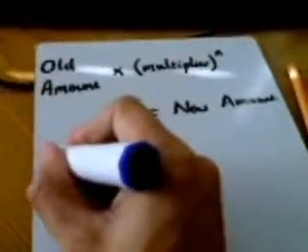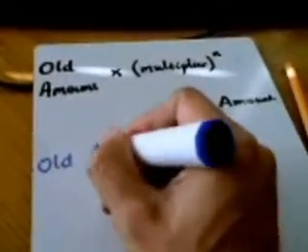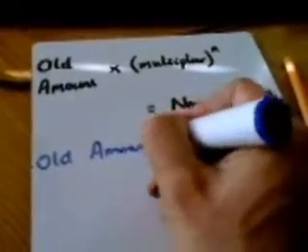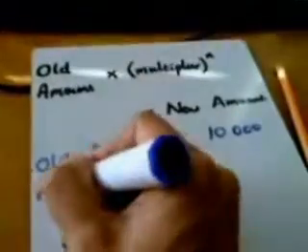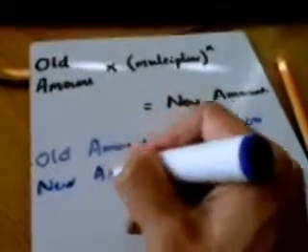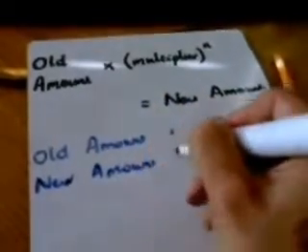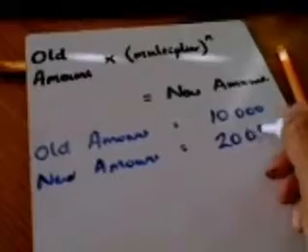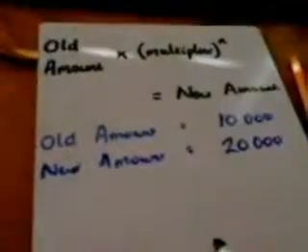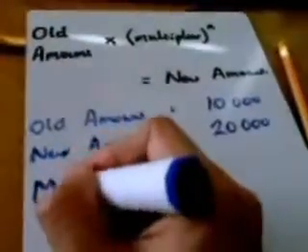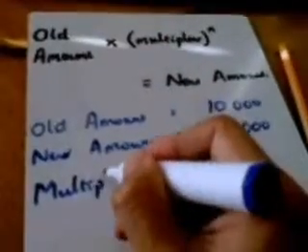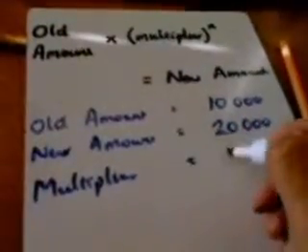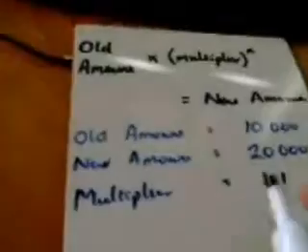So let's write this down. Our old amount is 10,000. Our new amount is 20,000, and our percentage increase is 10%. So as a multiplier, that would be 1.1. So let's put all this into this familiar form.